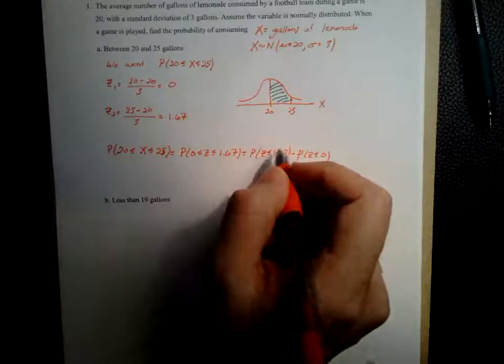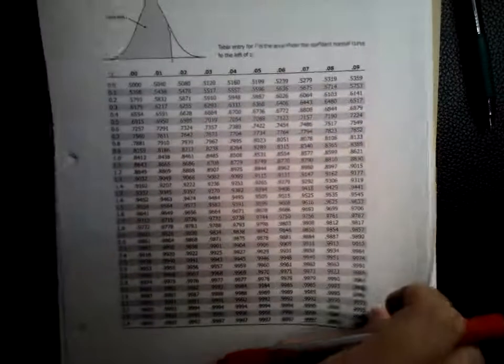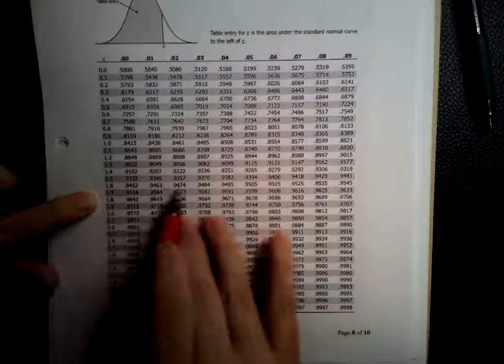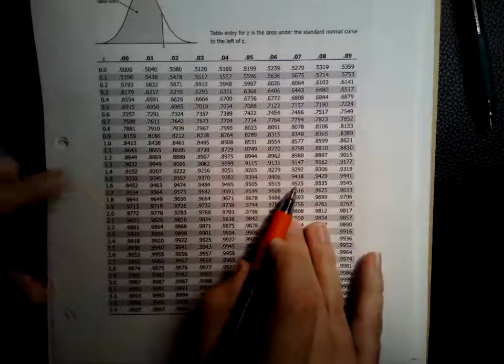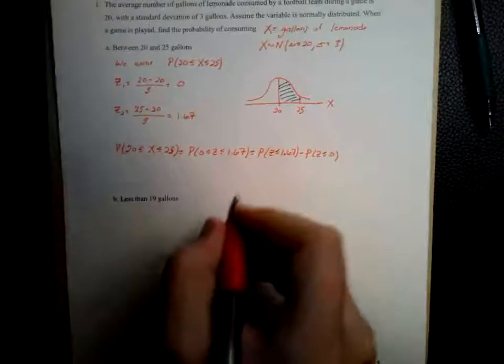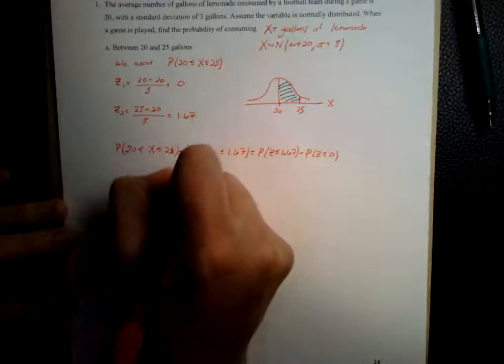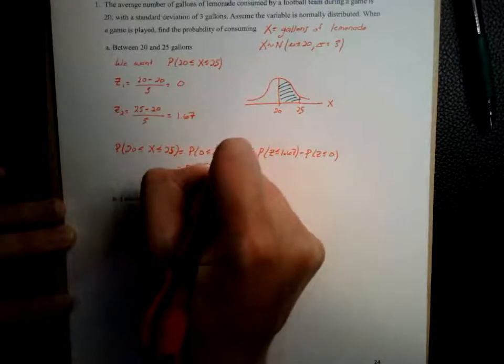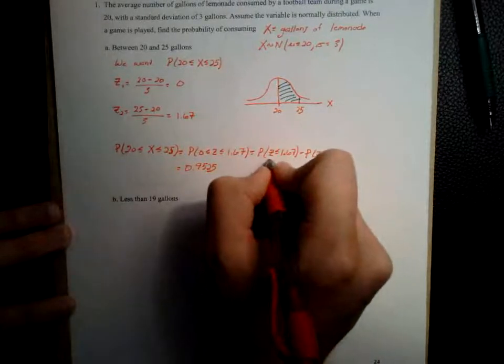For this first one, the probability of Z being less than 1.67, we go 1.6 over here, and then 0.07, and that is 0.9525. And that's just this probability right here.